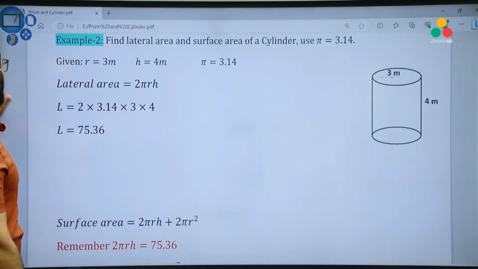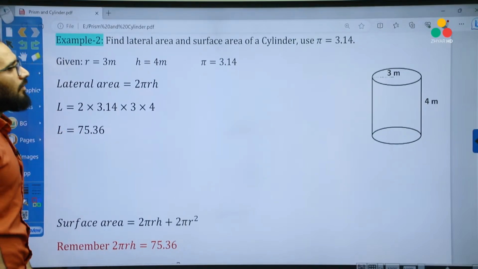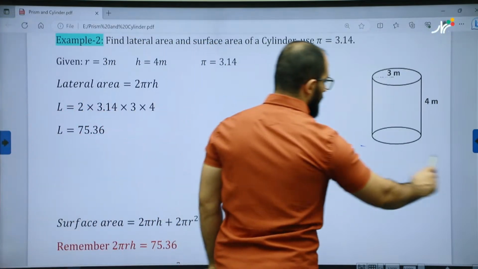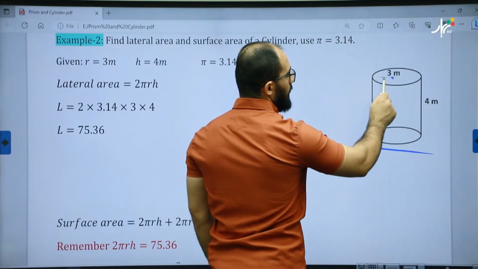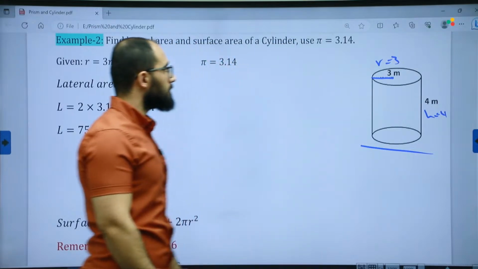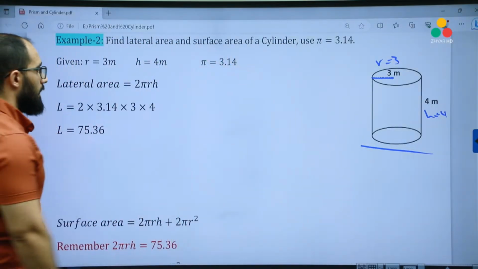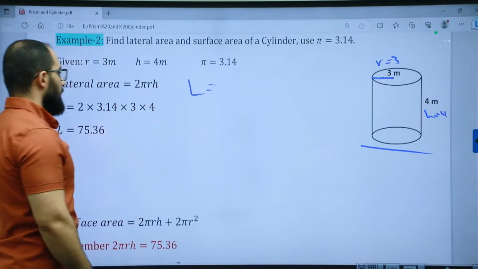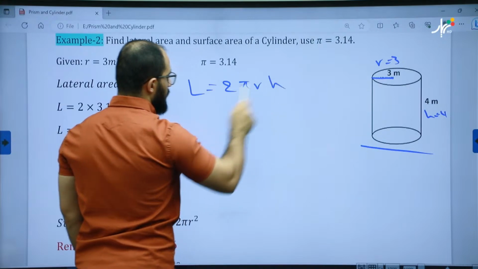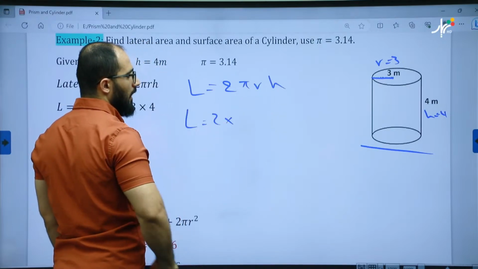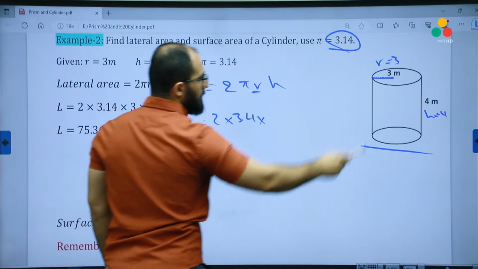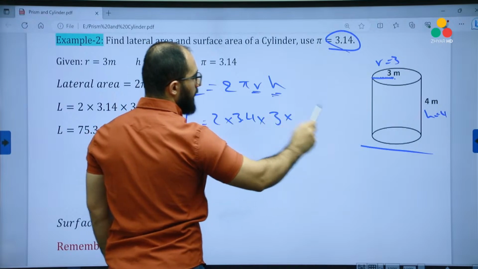Okay. Example 2, find lateral area and surface area of a cylinder. Use pi is equal to 3.14. We have that cylinder. If you pay attention, the radius r is equal to 3 and the h is equal to 4. Then lateral area L is equal to 2 pi r h. It means 2 times pi. What was pi? 3.14. Times r. What is r? 3. Times h?